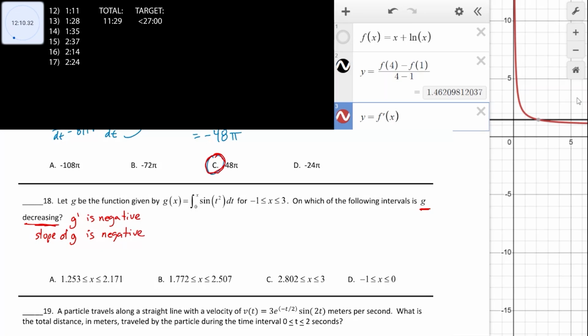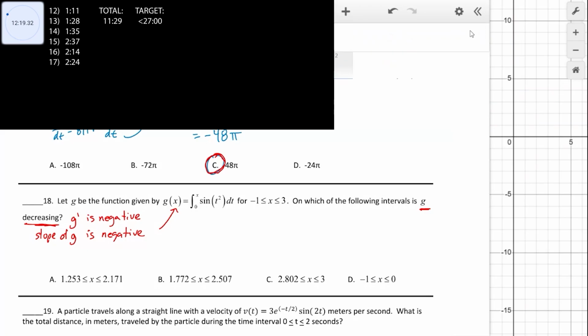So what we're going to do is just type this equation into Desmos. So we're back on the calculator here. Let's exit out of all this. We don't need any of this. And we could just type this in directly. g of x equals the integral from 0 to x of sine of t squared dt. The domain restriction that we are looking at is between -1 and 3. And so this is really all we need to look at.